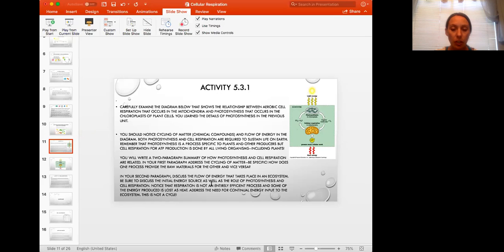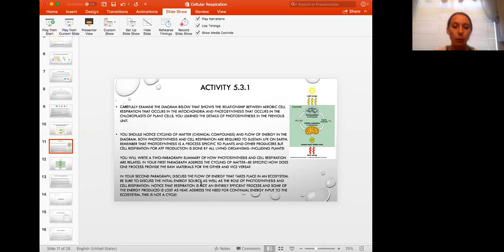Be sure to discuss the initial energy source, as well as the role of photosynthesis and cellular respiration. Notice that respiration is not entirely an efficient process, and some of the energy produced is lost as heat. So it says address the need for continual energy input into the ecosystem. This is not just a cycle. So if we removed that sun, photosynthesis and cell respiration would not be able to take place. Okay, so that's that continual energy source right there.